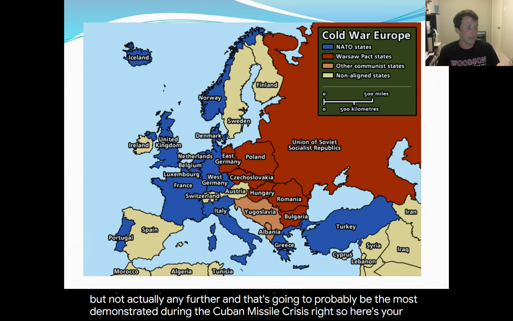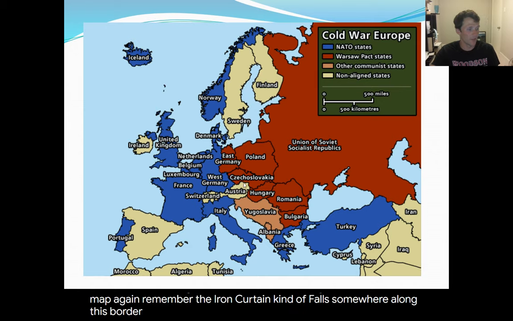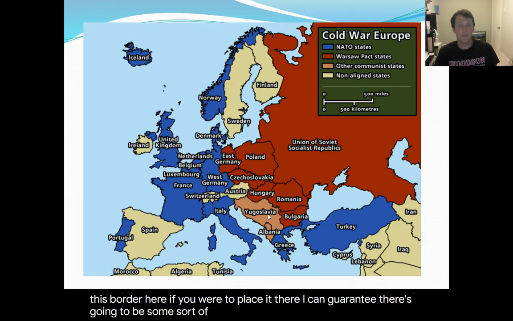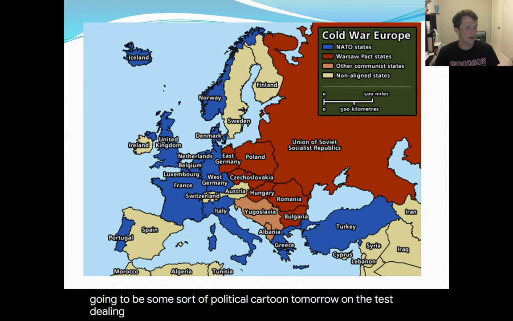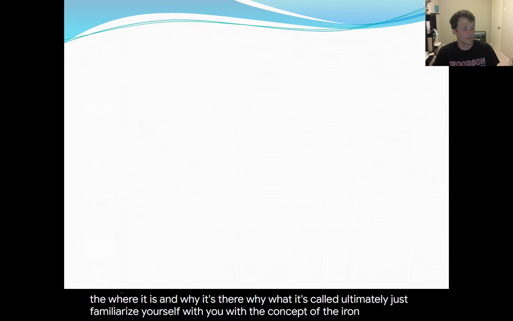So here's your map again. Remember, the Iron Curtain kind of falls somewhere along this border here if you were to place it. I can guarantee you there's going to be some sort of political cartoon tomorrow on the test dealing with the Iron Curtain, so hopefully you familiarize yourself with where it is and why it's there, what it's called. Ultimately, just familiarize yourself with the concept of the Iron Curtain.